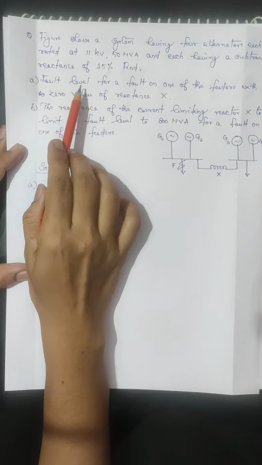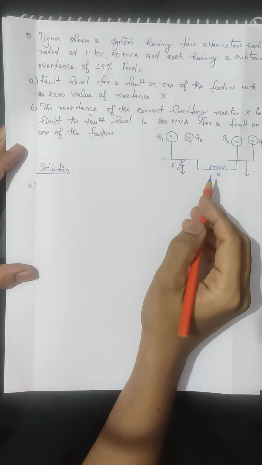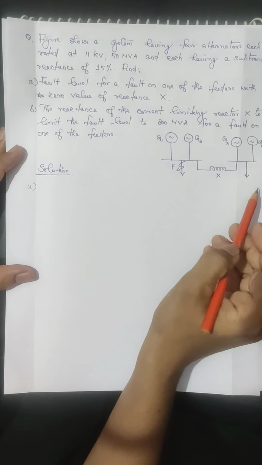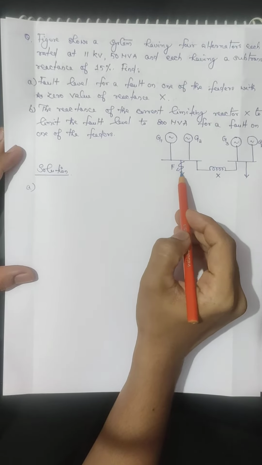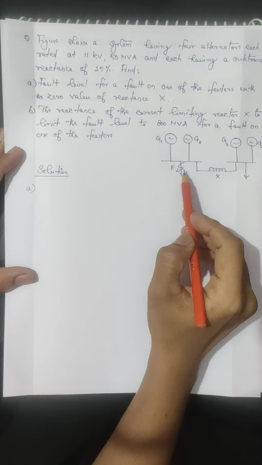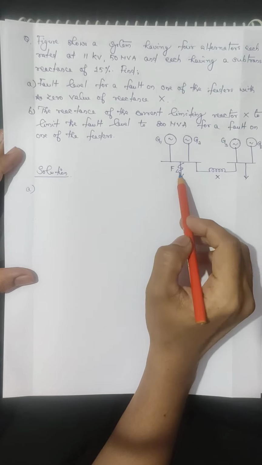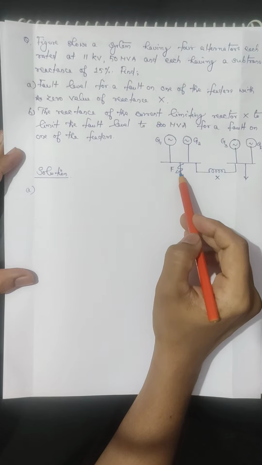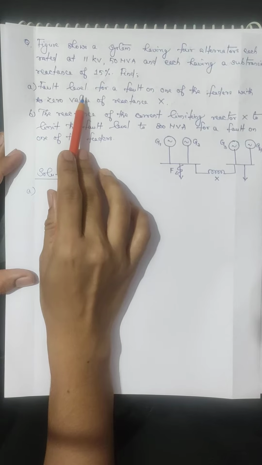So we have to calculate the fault level. Fault level means the fault MVA, which is the apparent power flowing towards the fault point. Here in this case, this is the fault point. Fault is occurring on this particular feeder. So apparent power from all the remaining parts of the system will flow towards this fault point. From G1, from G2, from G3 and from G4, apparent power will flow towards this fault point, and that total apparent power is known as the fault level or fault MVA.